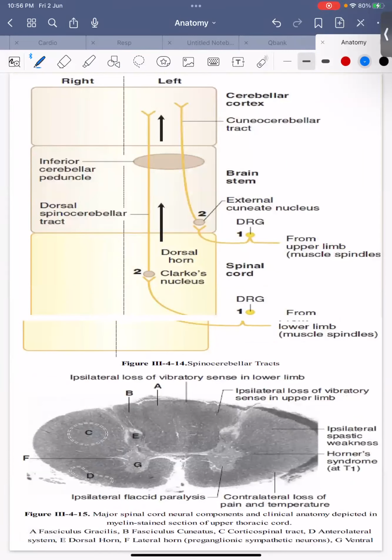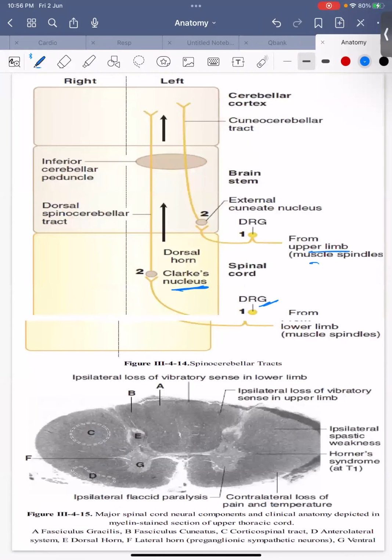You can see from the lower limb, from the muscle spindle, they go to the dorsal root ganglion, enter the spinal cord, and synapse at Clarke's nucleus. Then through the dorsal horn, they go up in the form of the dorsal spinocerebellar tract, pass through the inferior cerebellar peduncle, and go to the cerebellum. Similarly, from the upper limb and the muscle spindle, dorsal root ganglia, it goes to the external cuneate nucleus and then ascends as the cuneocerebellar tract. So these are the two types of tracts.